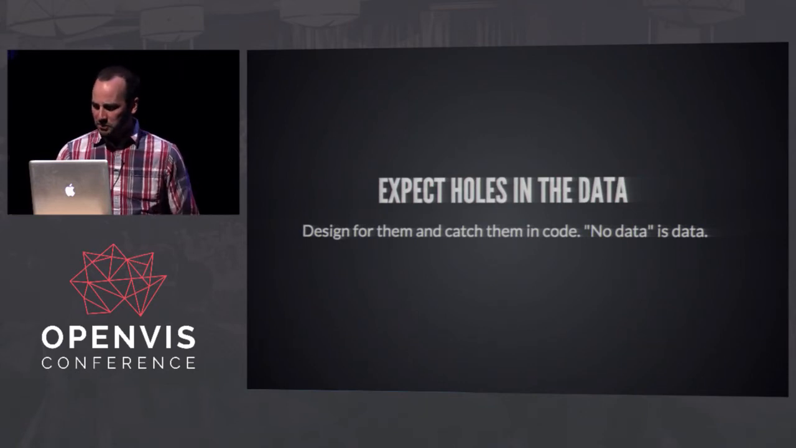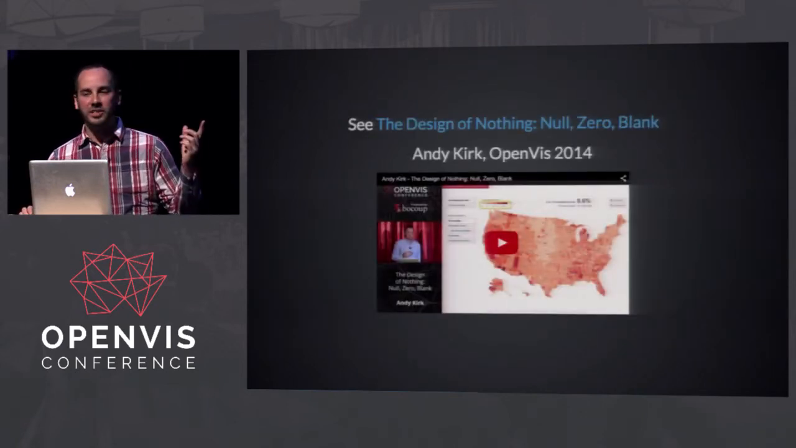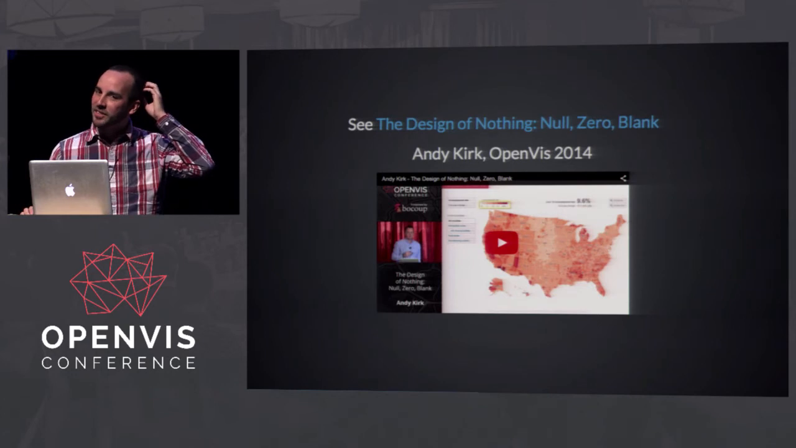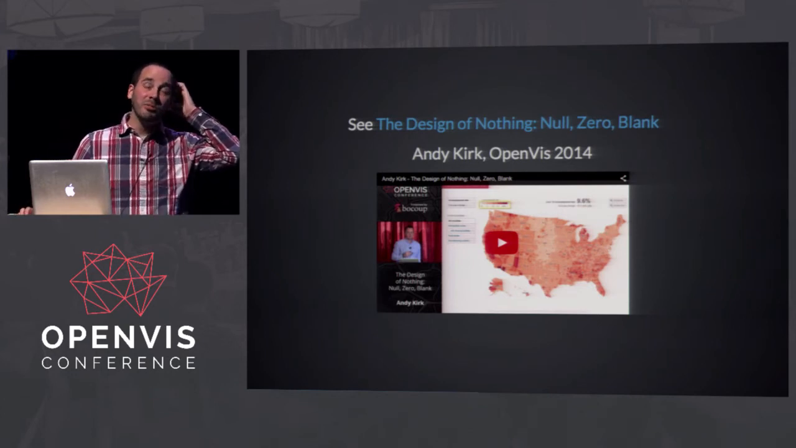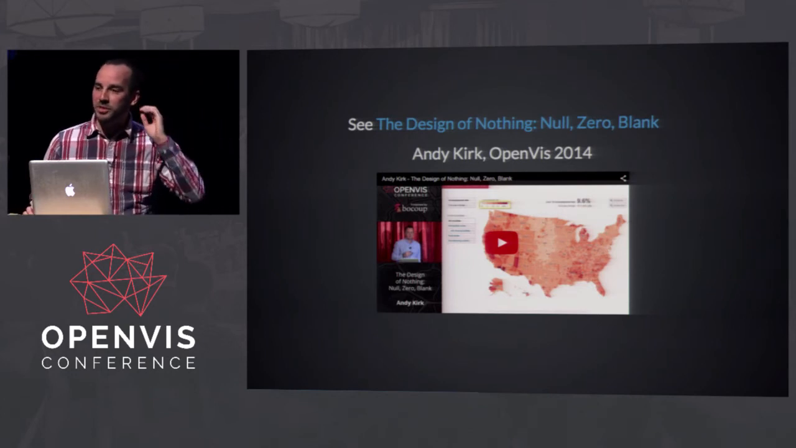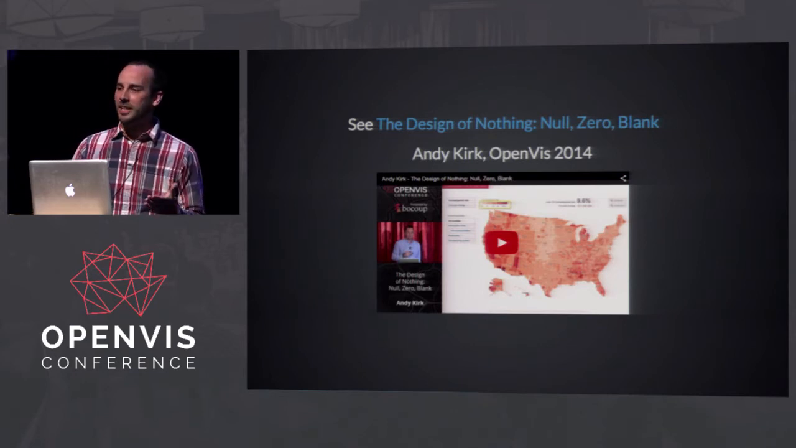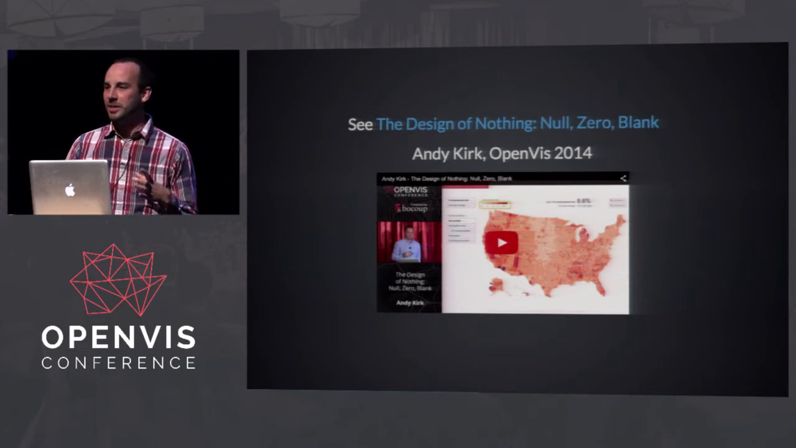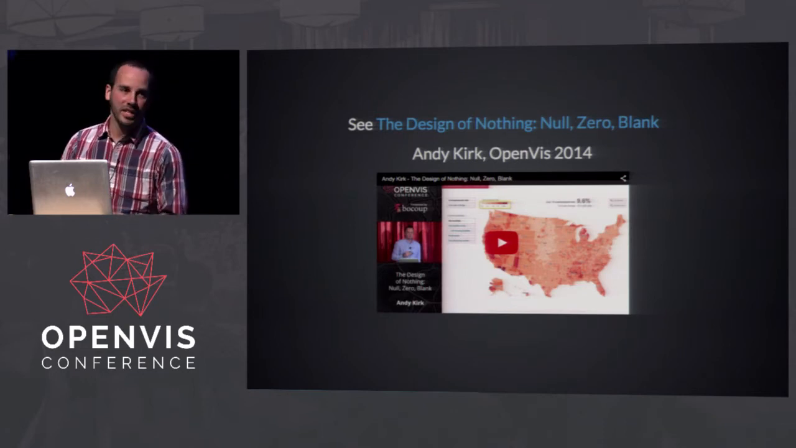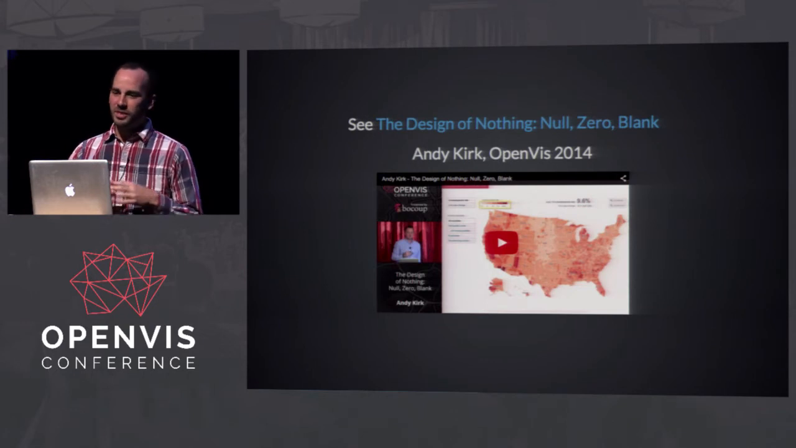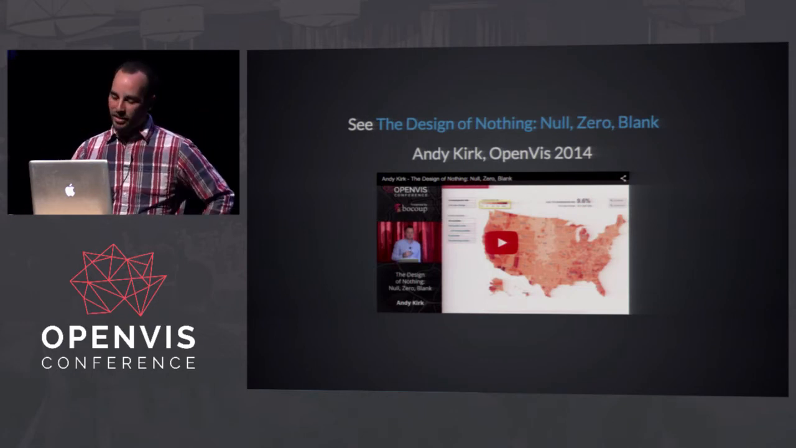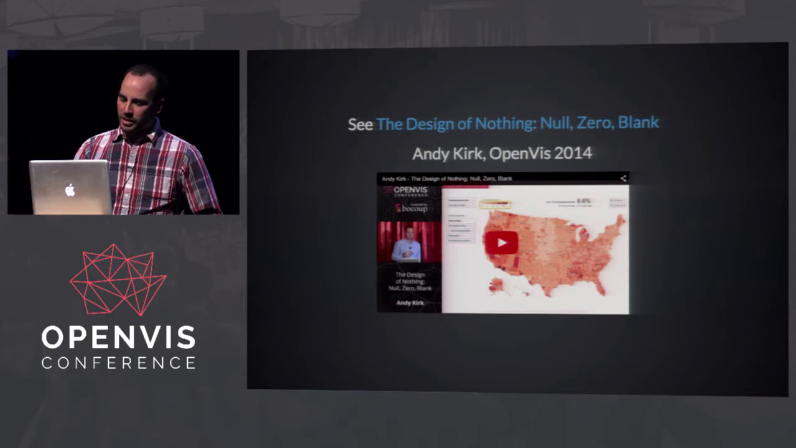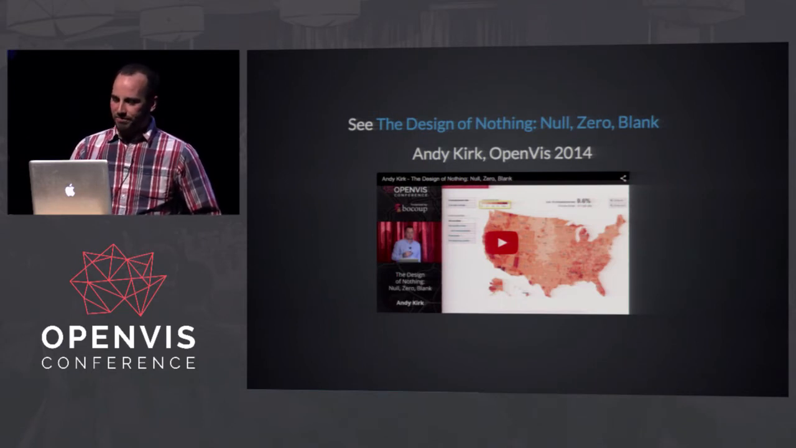And those of you here last year, Andy Kirk gave this nice talk about the design of nothing. One of the sections of his talk was really about that. It was about designing for the lack of data and what a powerful element that can be. There are certain visualizations that he showed where these gaps are really meaningful and they're telling a story. He showed a bunch of examples there. You can check out the video of his talk last year, because it's pretty good.